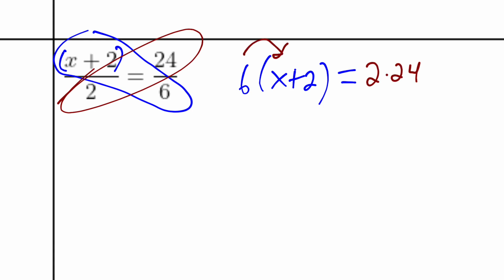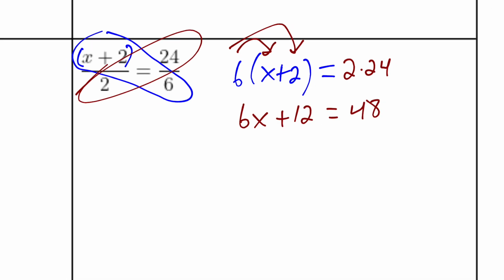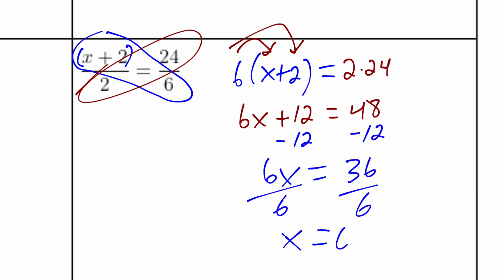Let's go ahead and distribute this. We have 6x plus 12 is equal to 48. Now we're down to a two-step equation. Minus 12 from both sides, 6x is equal to 36. Divide by 6 on both sides, x is equal to 6.